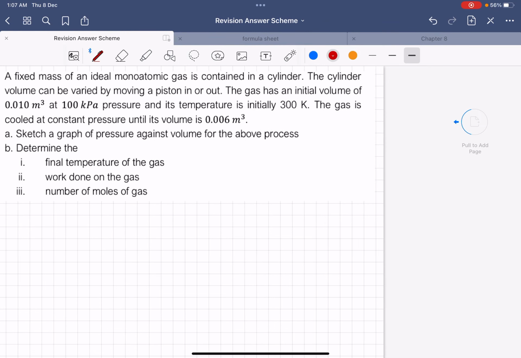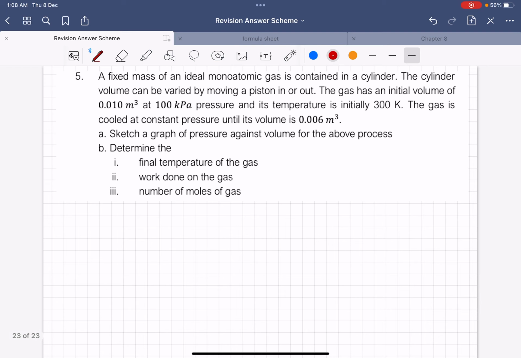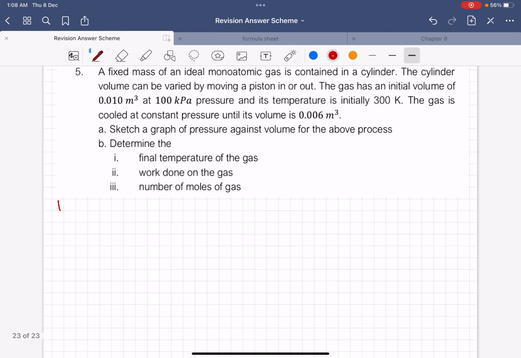Final question, chapter 8 and chapter 9. A fixed mass of an ideal monoatomic gas is contained in a cylinder. So the cylinder volume can be varied by moving a piston in or out. The gas has an initial volume of 0.01 cubic meter at 100 kilopascal pressure, and its temperature is initially 300 Kelvin. So this is V1 equal to 0.01 cubic meter, pressure is 100 kilopascal, temperature is 300 Kelvin.